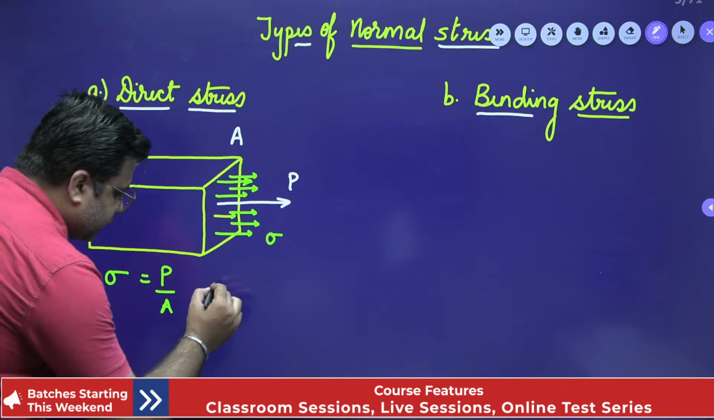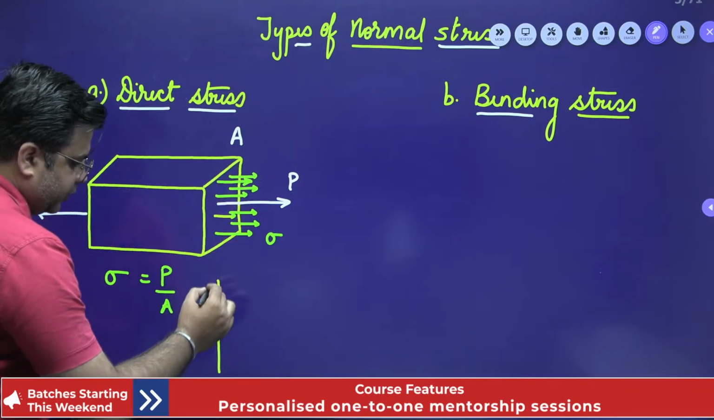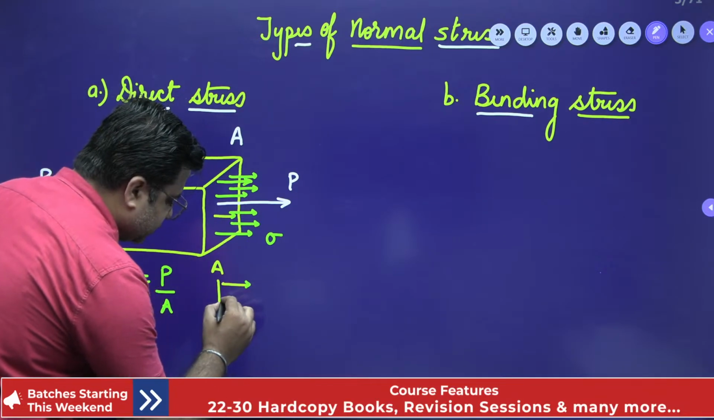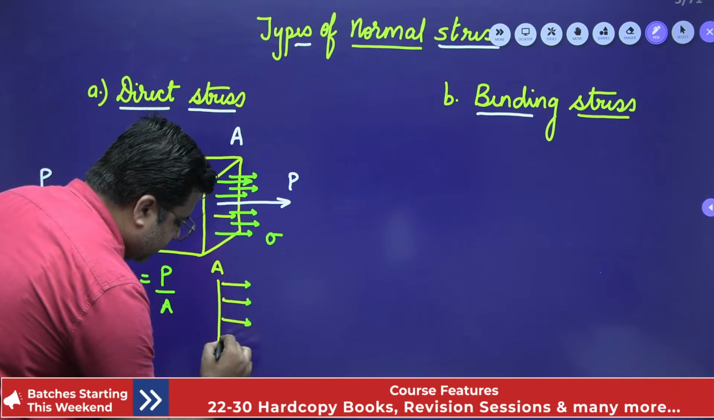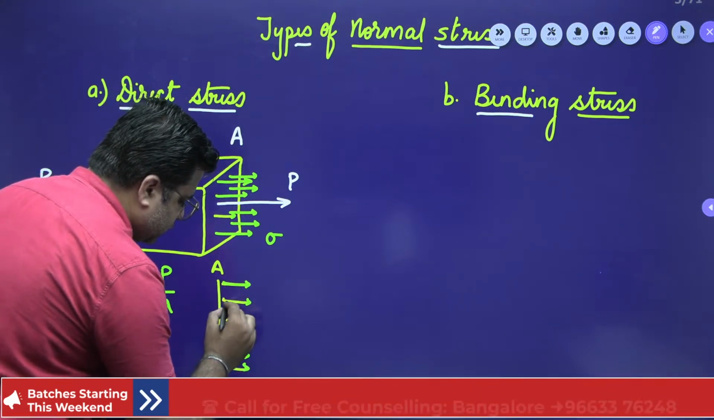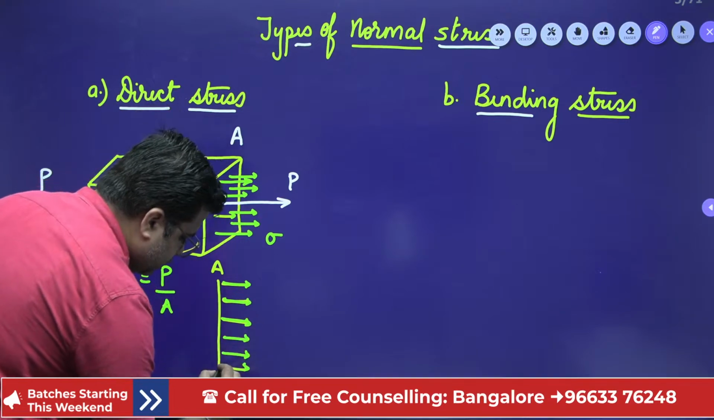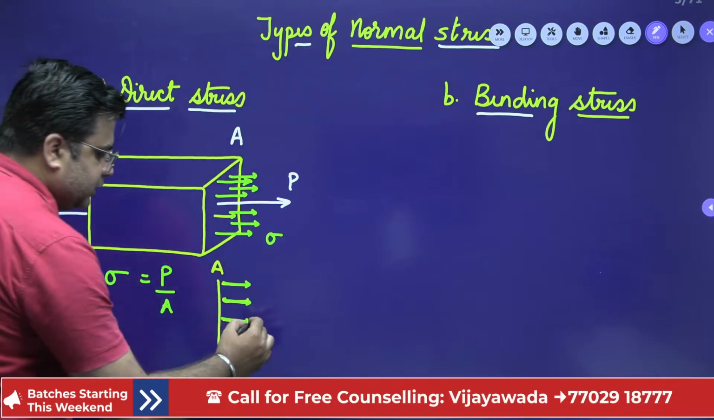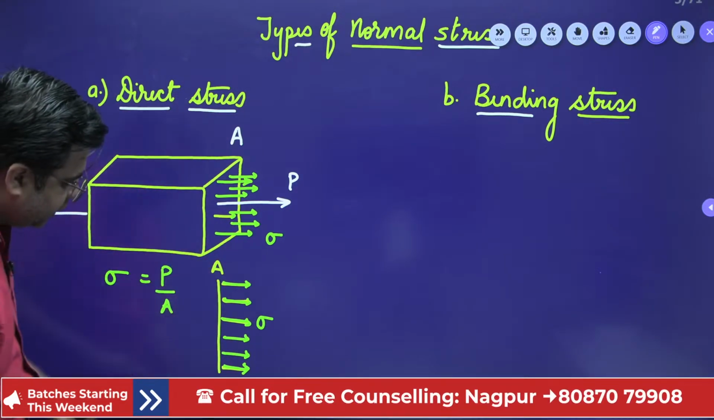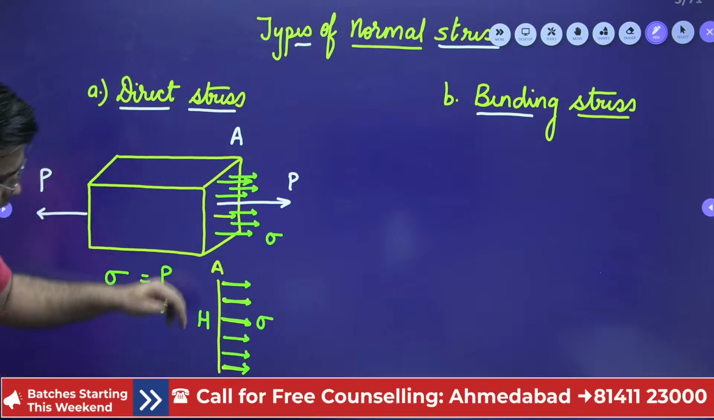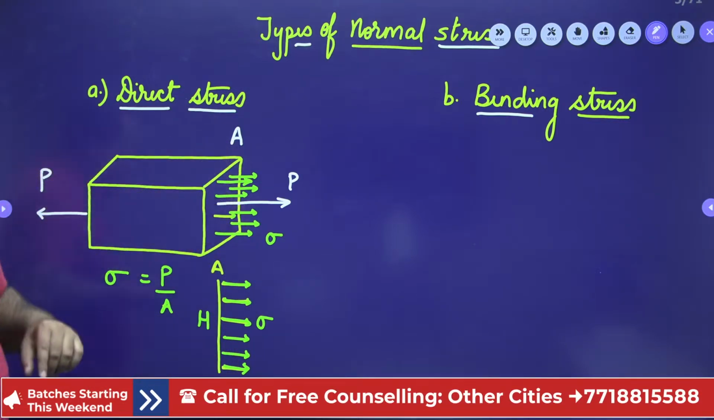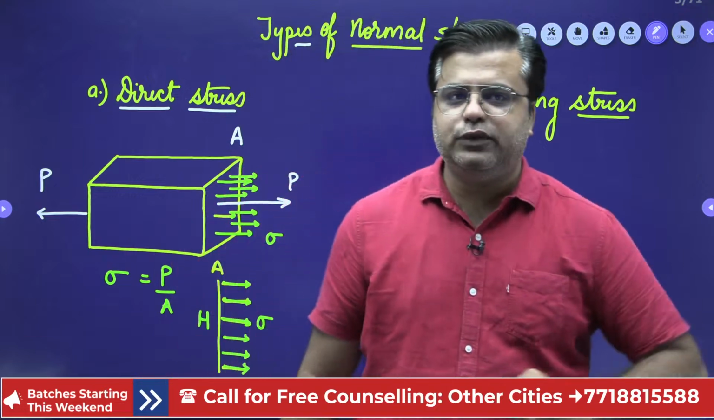If you look into this cross-section, this is the cross-section area A. And if you draw these stresses, they will be like this, perpendicular to the cross section. And this is the value of sigma. As you can see here, for the entire depth of H, the value of sigma is constant. Sigma is uniformly distributed in the entire depth of H for this cross section.